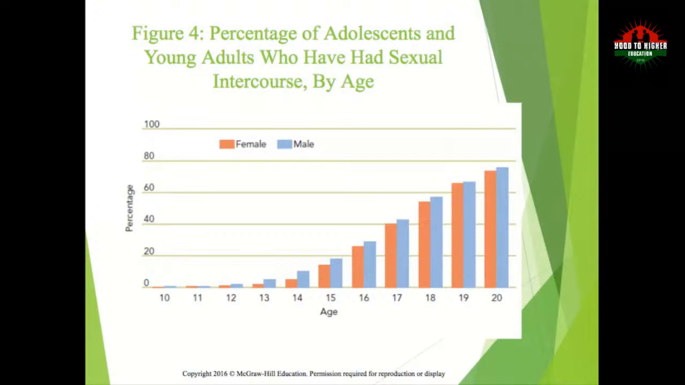Okay. Figure 4 is the percentage of adolescents and young adults who have had some sort of sexual intercourse, by age. You see it starts off very low at age 10, 11, 12, and then it increases with age. You start to become more comfortable with your body, start to become more confident, and oftentimes you start to have some alone time for exploring. So you see by the age of 18, 19, 20, it goes up.